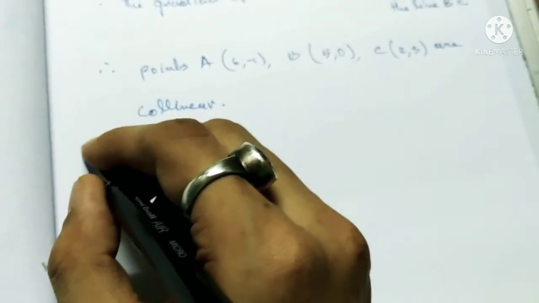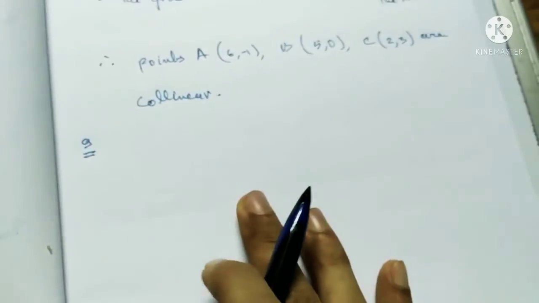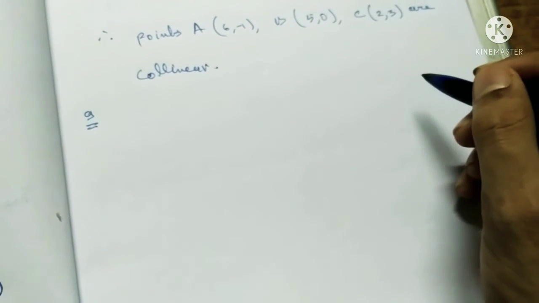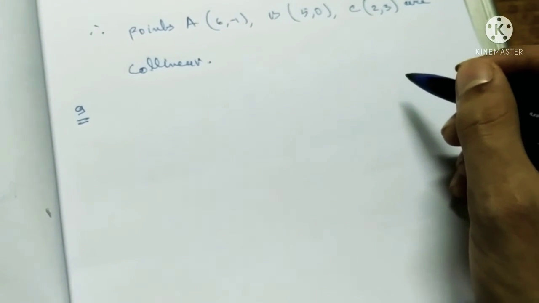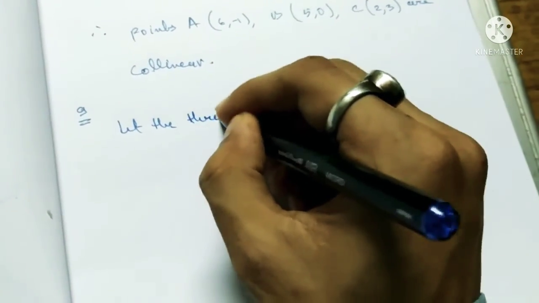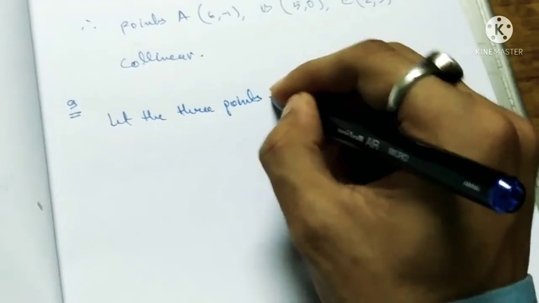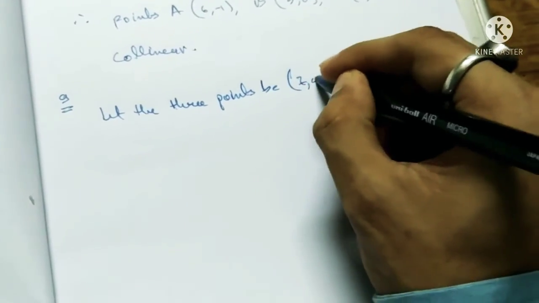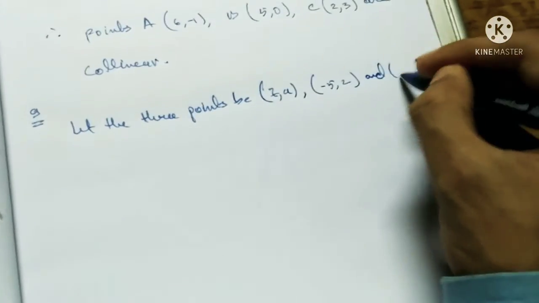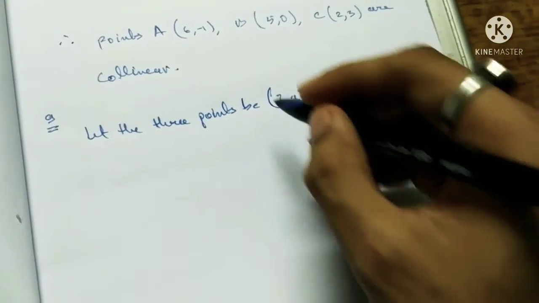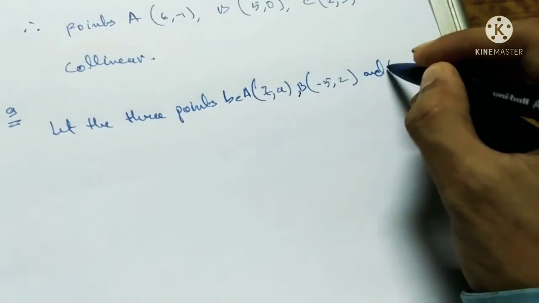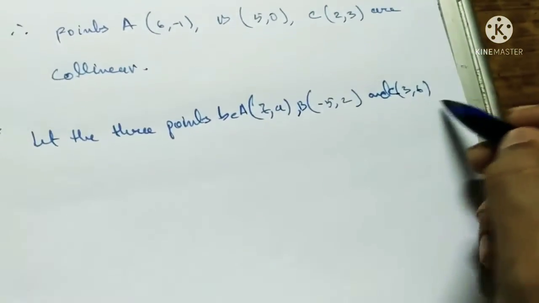Next again, question number 9, same only: using the concept of gradient of a line, find the value of A if these 3 points are collinear. Again, let the 3 points be 7 comma A, minus 5 comma 2 and 3 comma 6. Let the 3 points be A, this is B, and this is C.